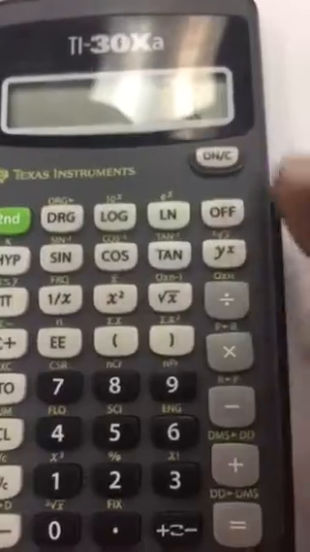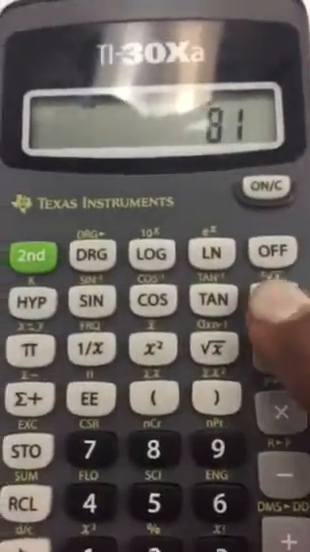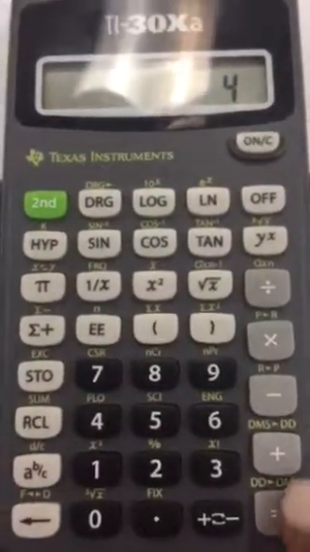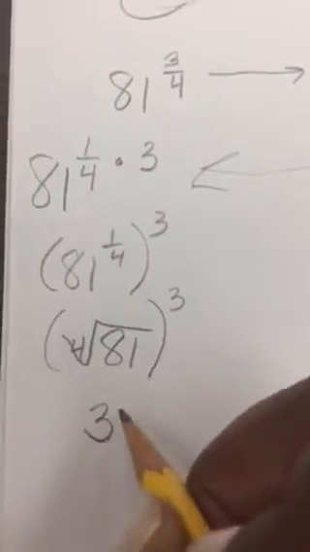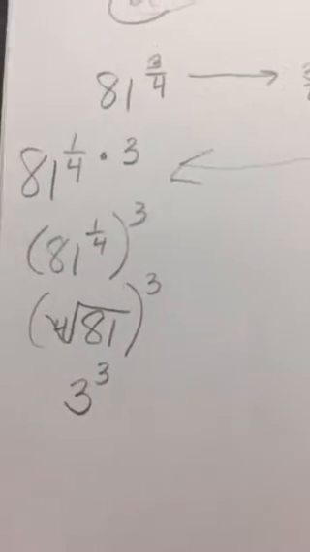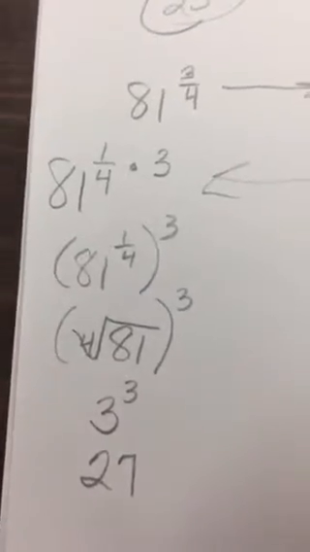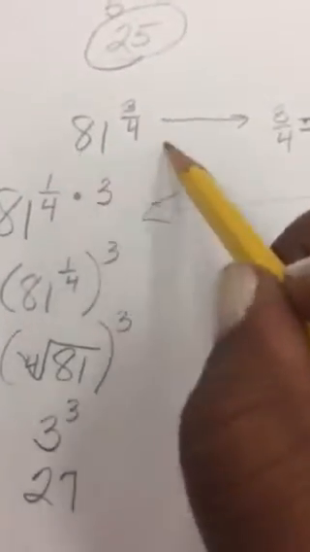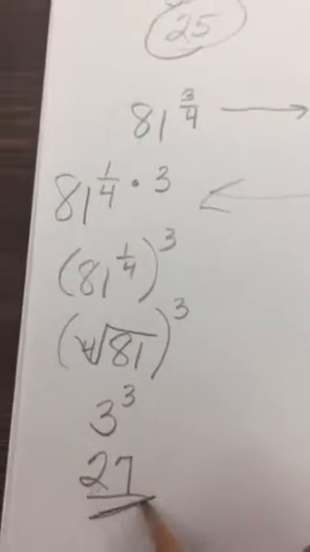According to our calculator, if we put in 81 and ask the calculator what the 4th root of it is, it tells us it's 3. So in our parentheses, we have the number 3 and we have to cube it. Well, 3 cubed is 27. So the answer to our initial problem is simply 27. Okay, 27. Let's do another one.